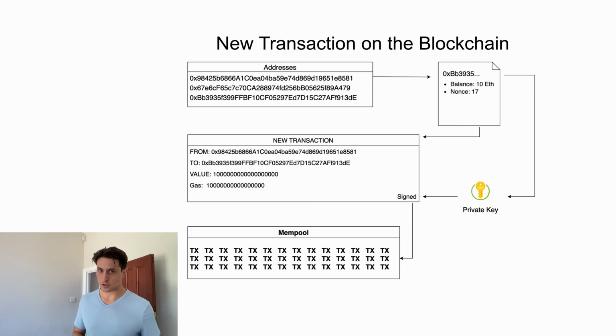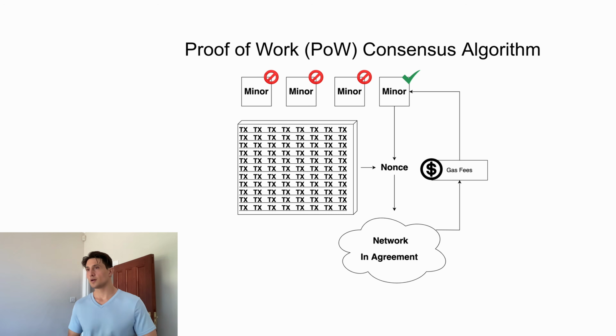Now, once that transaction has been submitted to the network, it will be added into the mempool. The mempool is where all of the pending transactions are kept. Thousands of transactions are added into the mempool every day. And again, these are just pending transactions. Now, this leads me perfectly into talking about consensus algorithms, because this is how networks achieve finality on transactions.